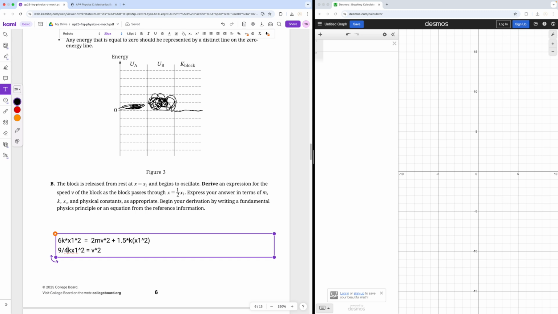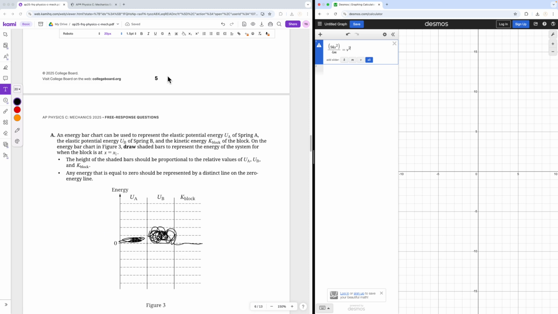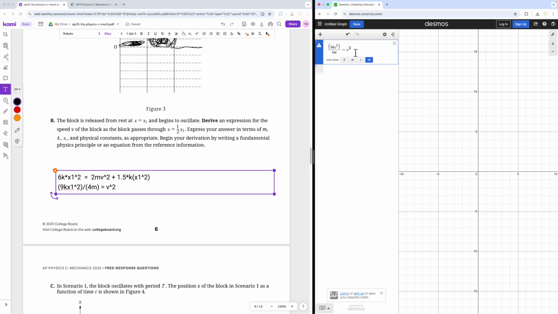So remember, this is 9 over, let's actually rewrite this. So this is 9 over this, divided by 4m now. And what's our final thing going to be? We're taking a square root. And I'm just going to write it here again. So we have 9k x squared divided by 4m is equal to v squared. Now remember, x in this scenario, now that we've substituted everything, is still going to be x1. So now we just have to take the square root. So I'm going to square root both sides. And once I square root both sides, this is what's going to happen.